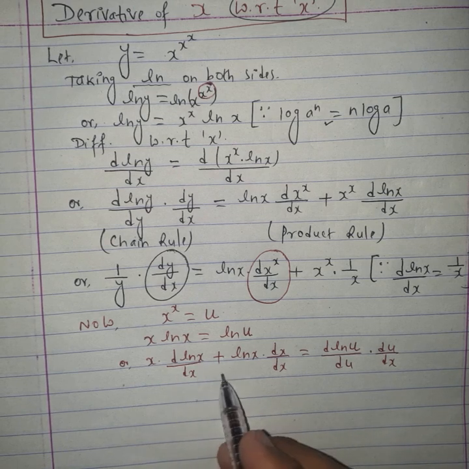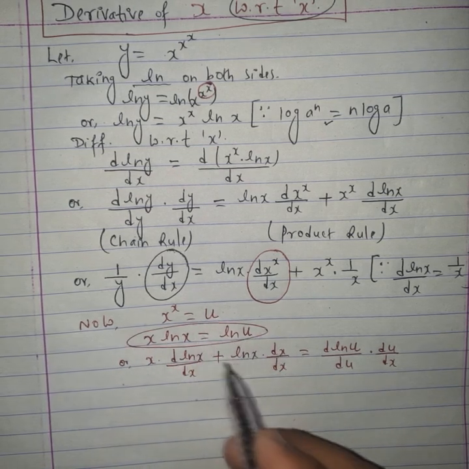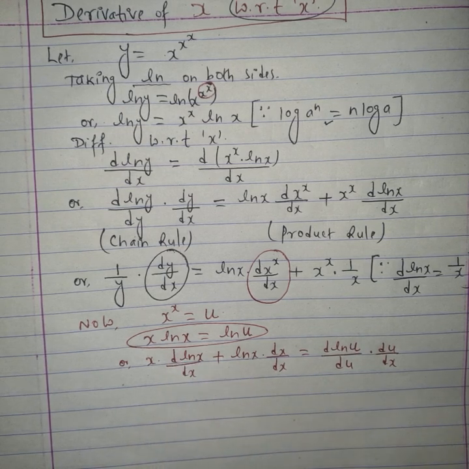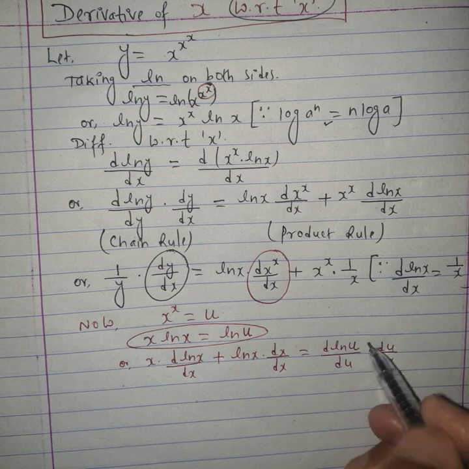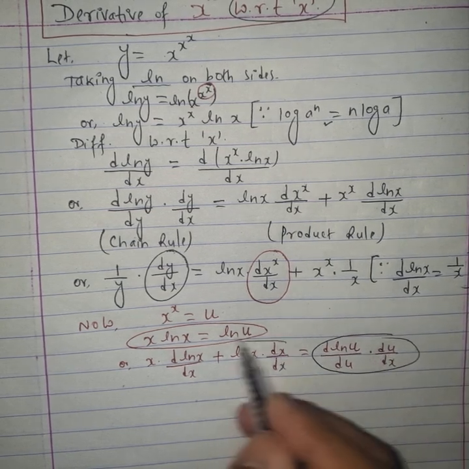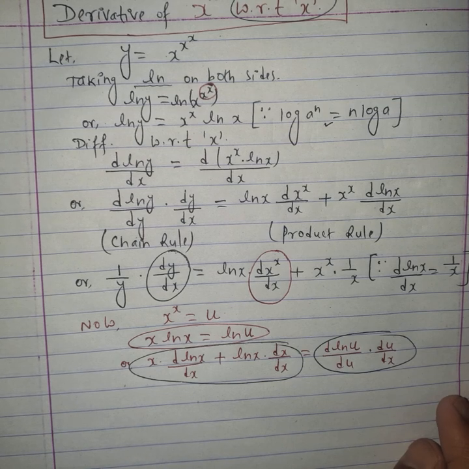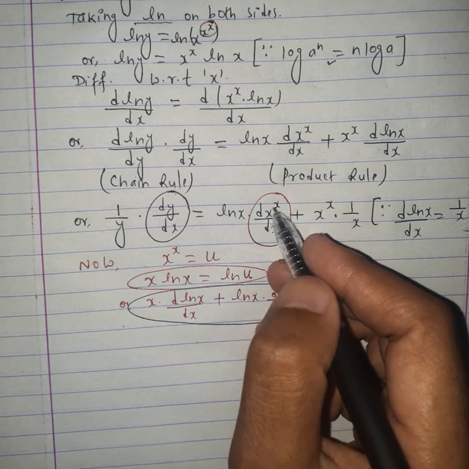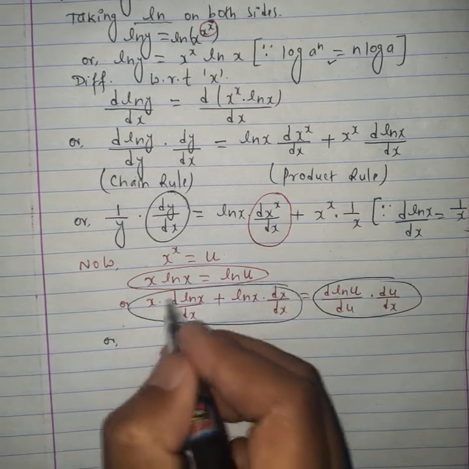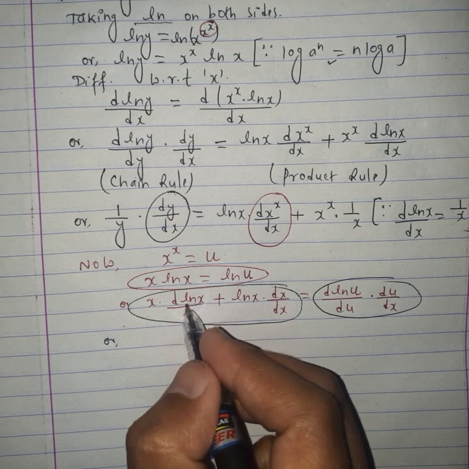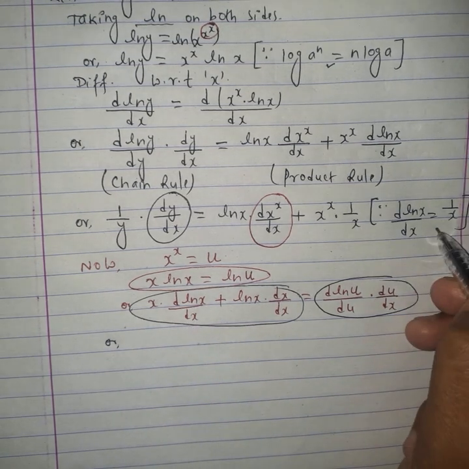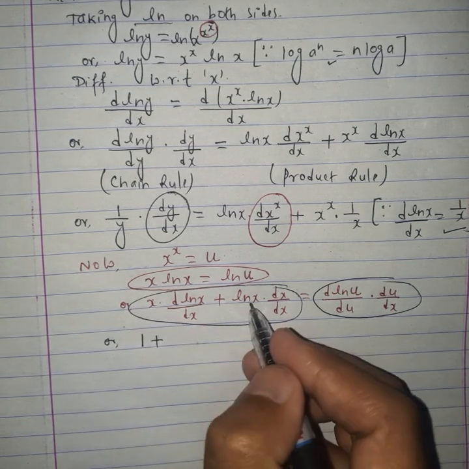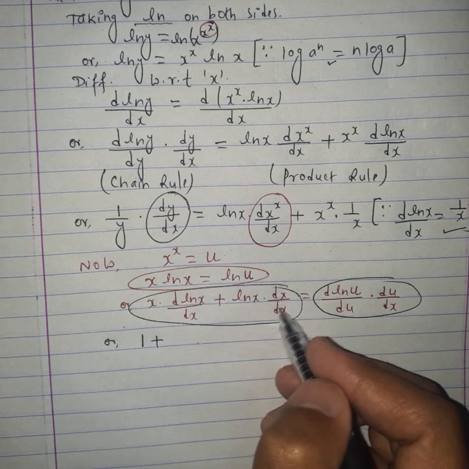In this step we differentiate this equation with respect to x, and we use the product rule on the left-hand side and the chain rule on the right-hand side. Let's calculate the derivative of x to the power of x, and then we will substitute here. The derivative of ln of x with respect to x is just 1 over x. So the 1 over x times x will give 1, plus ln of x times the derivative of x with respect to x, which is just 1.